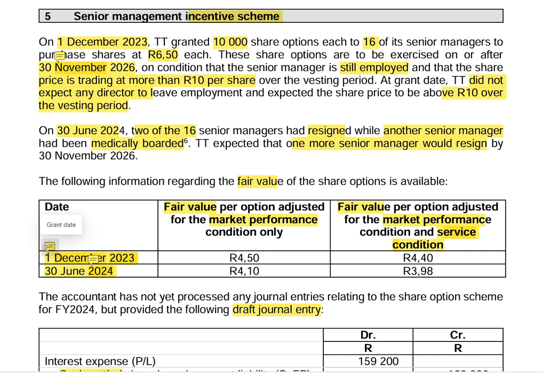So on the grant date, which was 1 December 2023, the fair value considering market condition as well as service condition is 4.50 and 4.50. And then at year end, which is 30 June 2023, the fair value considering market condition is 4.10, while on the other side, the fair value considering market condition and service condition is 3.98.